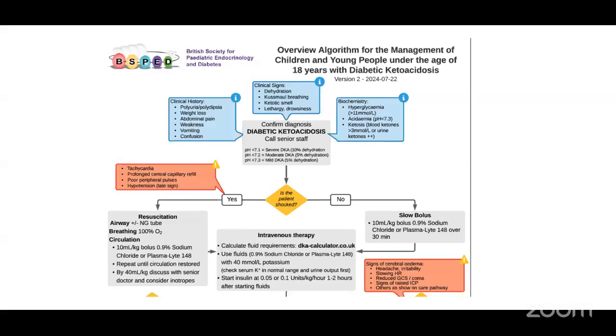Then for breathing, for any drop in saturation, you go with high flow oxygen. Okay, next, coming to circulation. To restore the dehydration or the fluid, we start with a 10 ml per kg bolus of 0.9% sodium chloride. After the bolus dose, you repeat the bolus doses until circulation is restored.